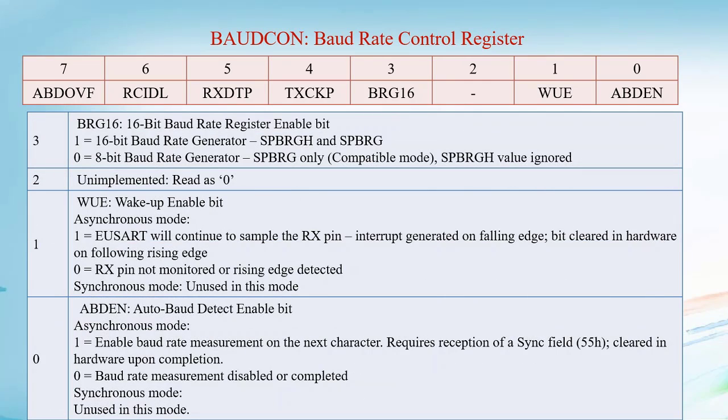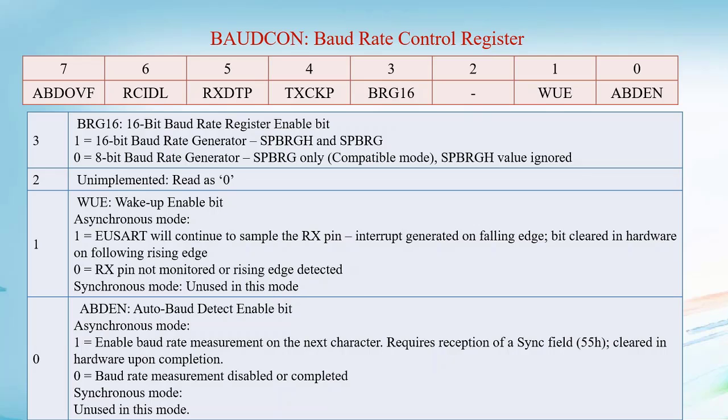Then BRG16, the 16-bit baud rate register enable bit. 1 indicates a 16-bit baud rate generator. Here SPBRGH and SPBRG are used, and if you are generating an 8-bit baud rate, then this bit equals 0. At that time only SPBRG is used and the SPBRGH value is ignored. Bit 2 is reserved, don't care.